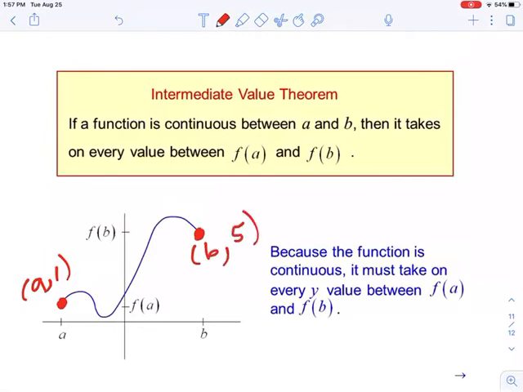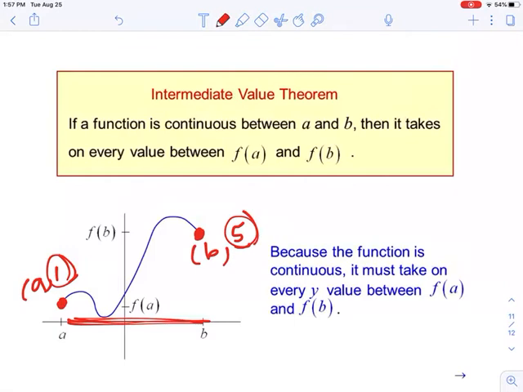Okay, so let me put some numbers here to help you out. If this is the coordinate (a, 1), and this is the coordinate (b, 5), then there's going to be a coordinate somewhere with a y value of 2, with a y value of 3, with a y value of 4, with a y value of 2.5, with a y value of 4.9. For all of those numbers in between 1 and 5, there is going to be at least one coordinate somewhere between A and B.